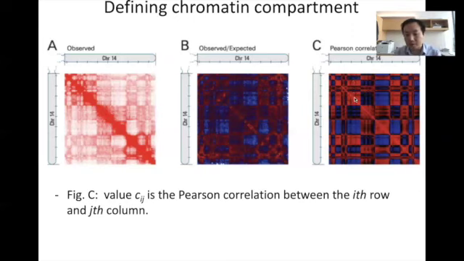But what is really surprising is actually this spot. That means the location here and the location here, although they are far away in genomic distance, have very similar interaction profiles across the whole chromosome. So what does it tell us? How do we analyze this data?